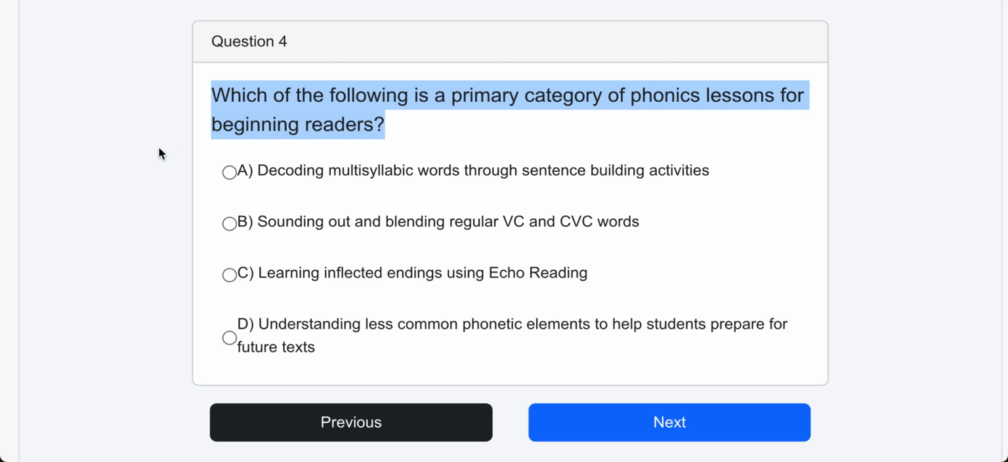This one reads, which of the following is a primary category of phonics lessons for beginning readers? Take a moment here to read answer options A, B, C, and D, and pick the one that you think is best. So you can check your readiness for test day.